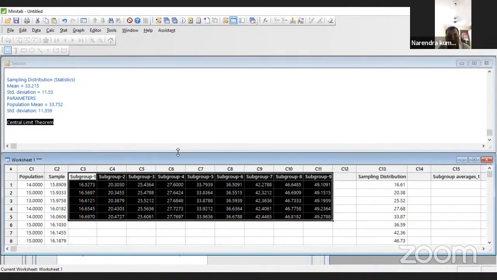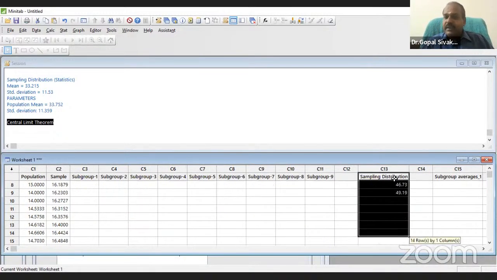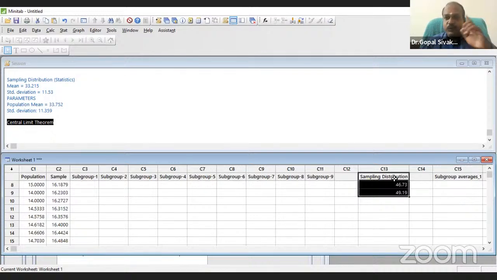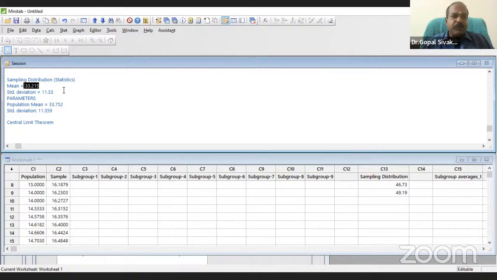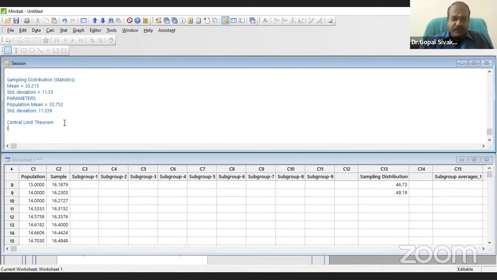And after taking subgroup, I calculate subgroup average and use only the subgroup average to find out the statistics. Look here, mean is 33.25. Standard deviation is 11.53. Still they are not exactly same, but my prediction is close to reality. Understand? Yes, sir. Now, one more important statement. With that, I will also close this class.